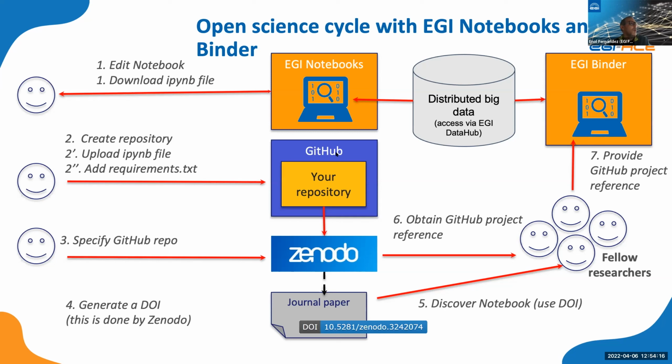The user goes, creates a repository in GitHub, uploads the notebook file, adds some requirements.txt, where this can be more than requirements.txt, basically adds configuration for Binder to create the reproducible environment. So it basically lists all the dependencies that are needed to execute that notebook. So every time that a new user comes, they will be just installed in the same way.